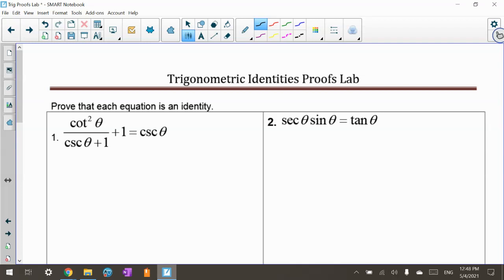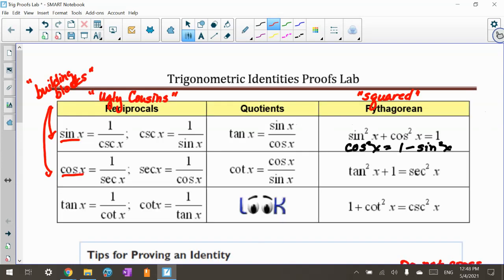And what I told you before is I want you to start on the side that is the most complicated. When I look at this one, I see the left looks much more complicated than the right, so that's what I'm going to work at. Now I see a squared here, so I'm looking for an identity for cotangent squared theta. And I see a cosecant theta plus 1, so I'm wondering if it has something to do with that. So I'm going to look in the front of the lab. And cotangent and cosecant squared are actually the same identity.